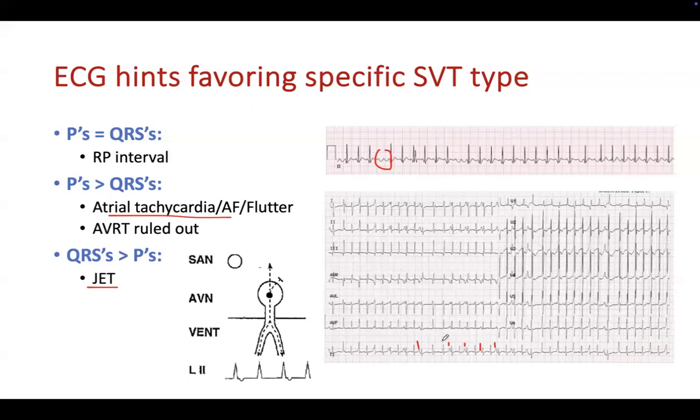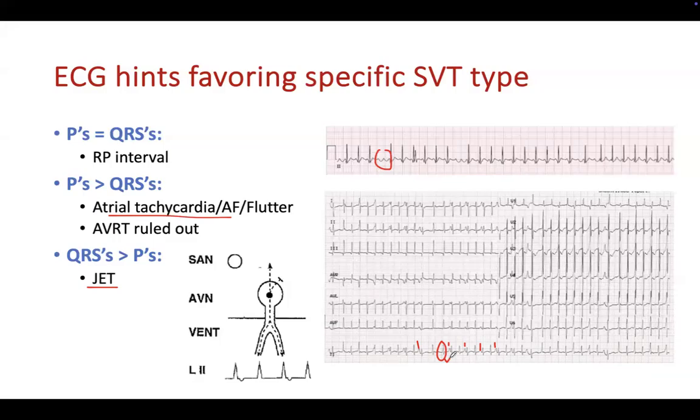That QRS is identical to this QRS almost, right? Very narrow, okay? But that's junctional tachycardia. The patient, I don't know whether you know this family, has repeated visits to our clinic with junctional tachycardia. Okay, it's a congenital junctional tachycardia.